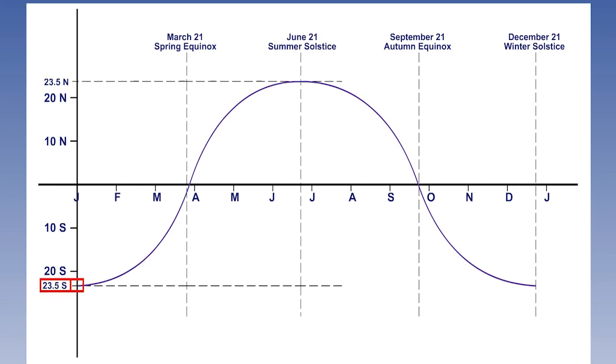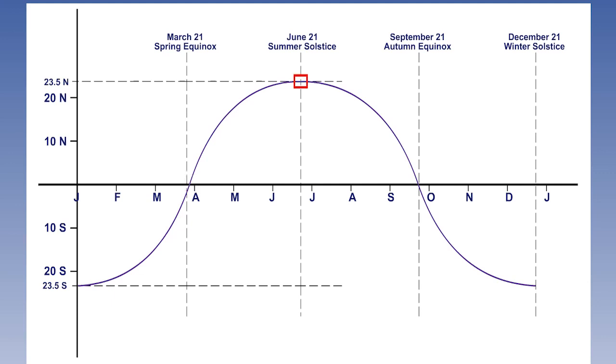The Sun appears vertically above 23.5 degrees south on the 21st of December. This is known as the Northern Hemisphere winter solstice and the Southern Hemisphere summer solstice. It then crosses the equator from south to north on about the 21st of March. This is known as the Northern Hemisphere spring equinox and the Southern Hemisphere autumn equinox.